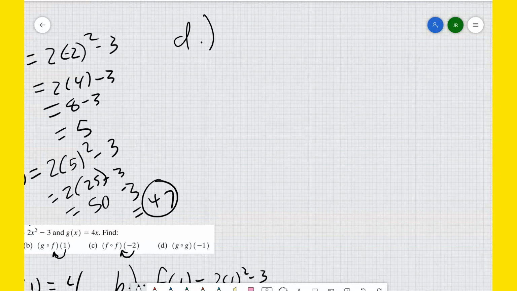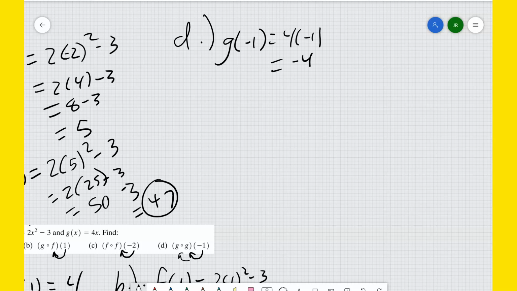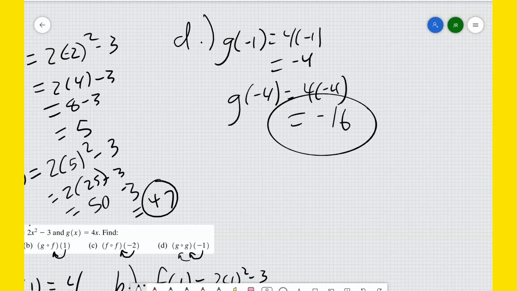Part D is g of g of negative 1. So it means we're plugging negative 1 into g and then taking that result and plugging it back into g again. So first, g of negative 1, which is going to be 4 times negative 1, which is negative 4. This should be pretty quick. Then we're plugging negative 4 back into g again. So 4 times negative 4 is negative 16. And that's the answer to part D.